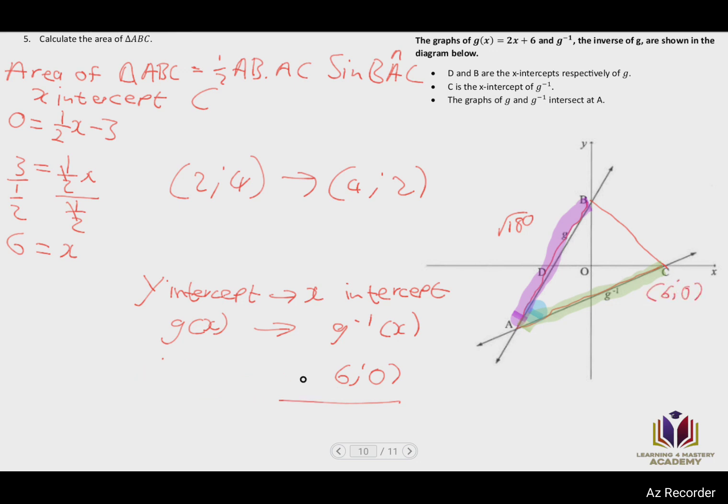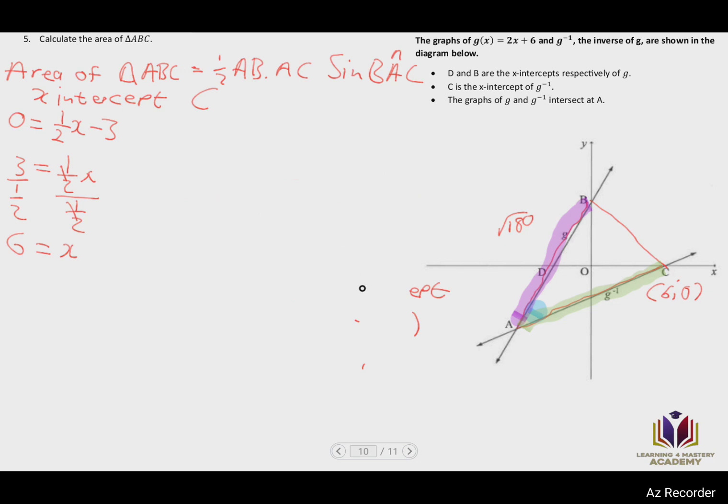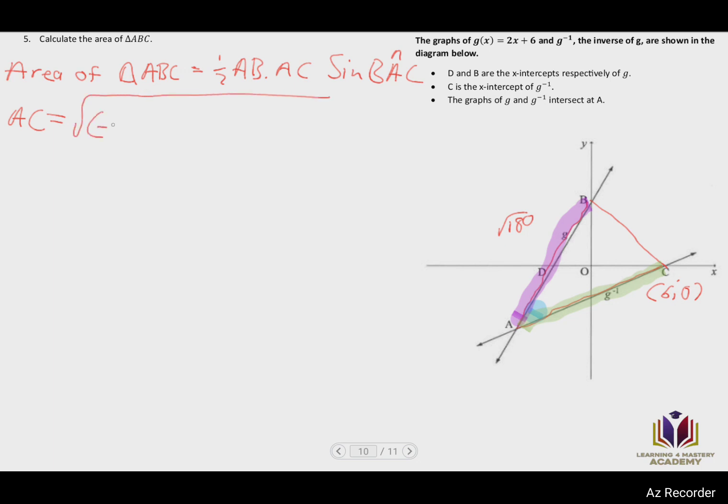There we go. I'm just going to quickly erase here. All right, so now we have calculated our x value for C. Then we're going to calculate the length of AC. It's going to be the square root of (-6 minus 6) squared plus (-6 again). The y value is what?